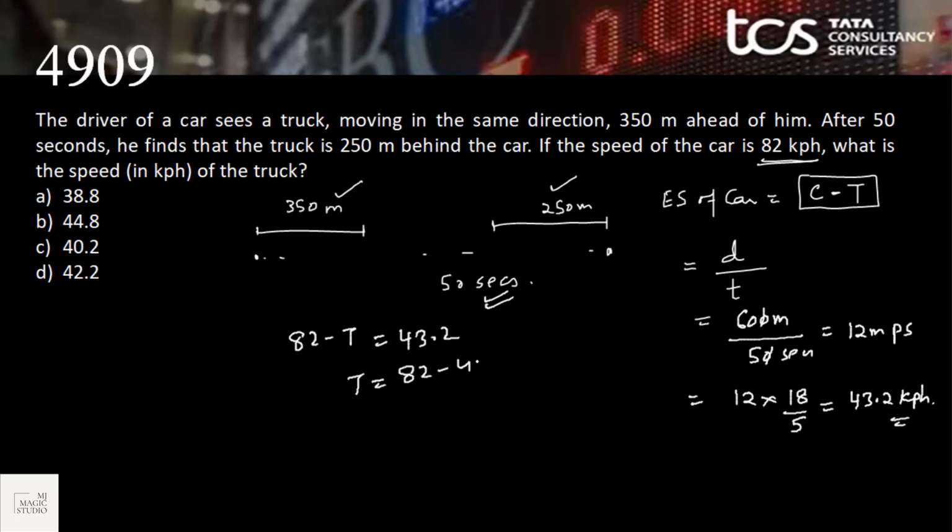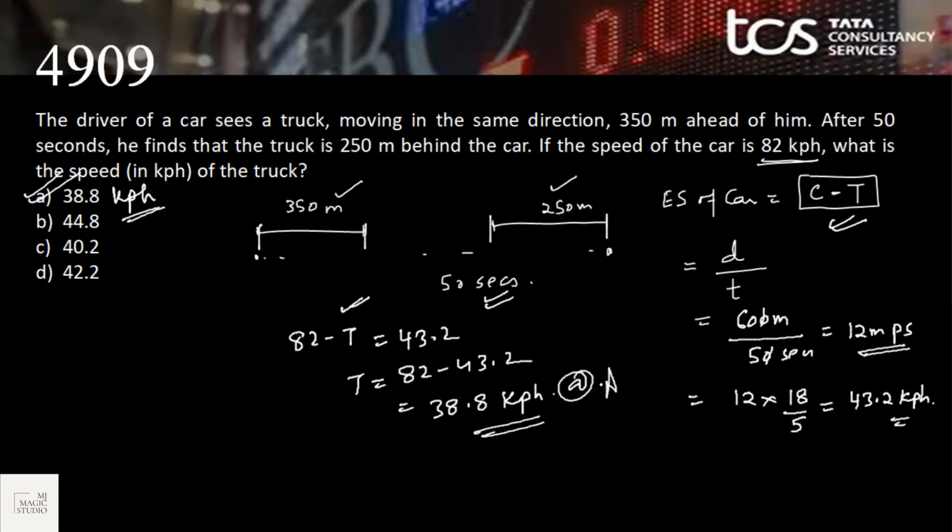T is equal to 82 minus 43.2, that would be 38.8 kilometer per hour. So speed of the truck is 38.8. We have used the concept of relative speed or the effective speed. Effective speed of the car, C minus T, is D by T. Distance is effective distance covered between truck and the car, that is 350 plus 250 is 600 meter, covered in 50 seconds. The effective speed of the car is 12 meter per second, converted, and then find the value of T. 38.8 kilometer per hour. Option A is the pick.